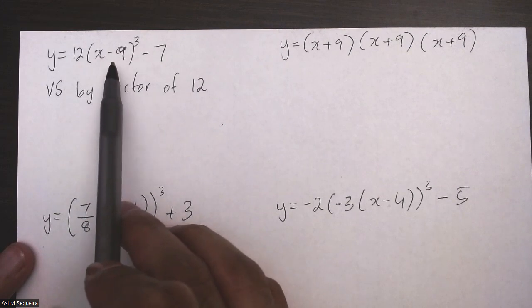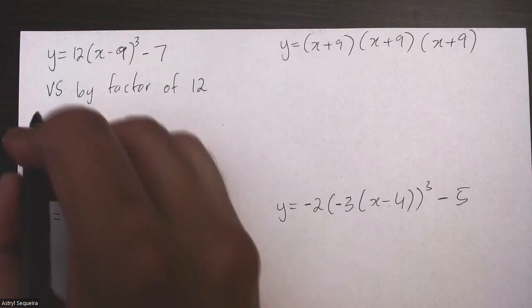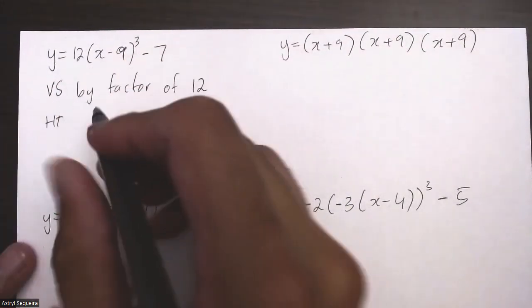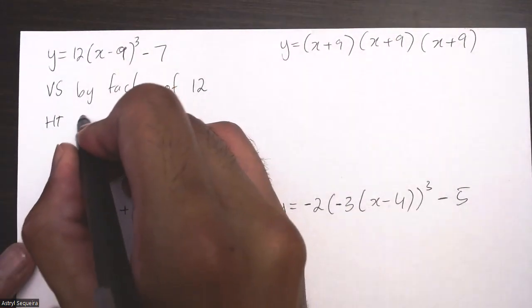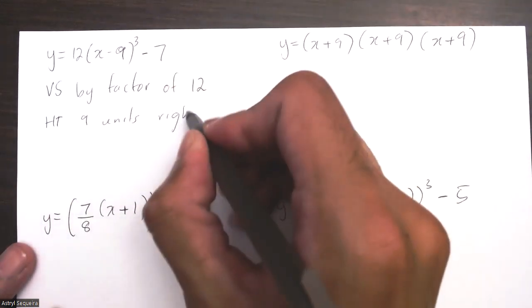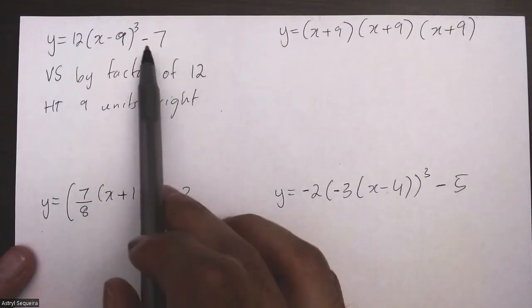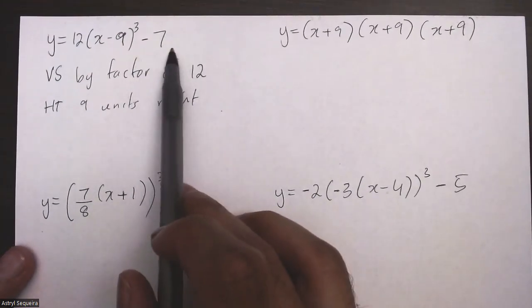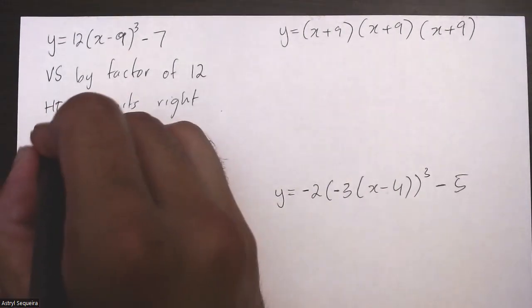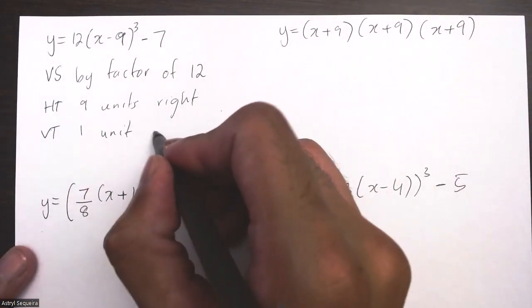The negative 9 means I'm moving 9 units to the right. So I have a horizontal translation, 9 units, right. And this negative 7 here is my C value. It just means I have a vertical translation, 7 units down.